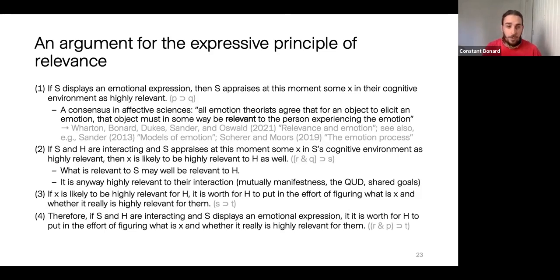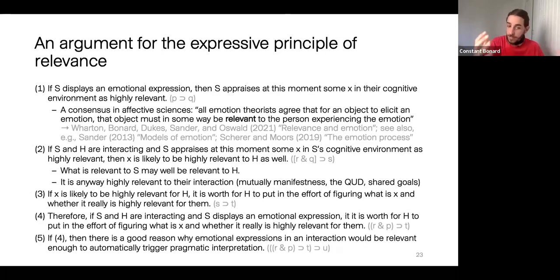And therefore, this just follows logically. If S and H are interacting and S displays an emotional expression, it is worth it for H to put in the effort of figuring out what X is, what is the object of the emotion, and whether it is really highly relevant to them as well. And I'd argue that if we accept this, then there's a good reason why emotional expression in an interaction would be relevant enough to automatically trigger pragmatic interpretation.